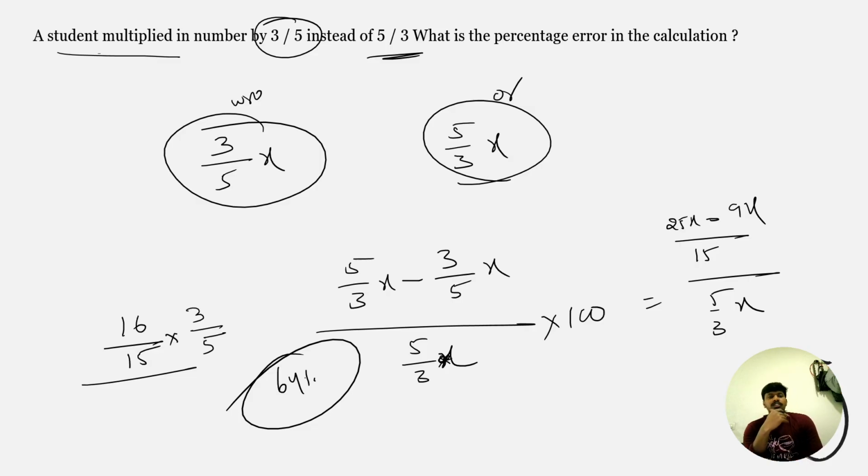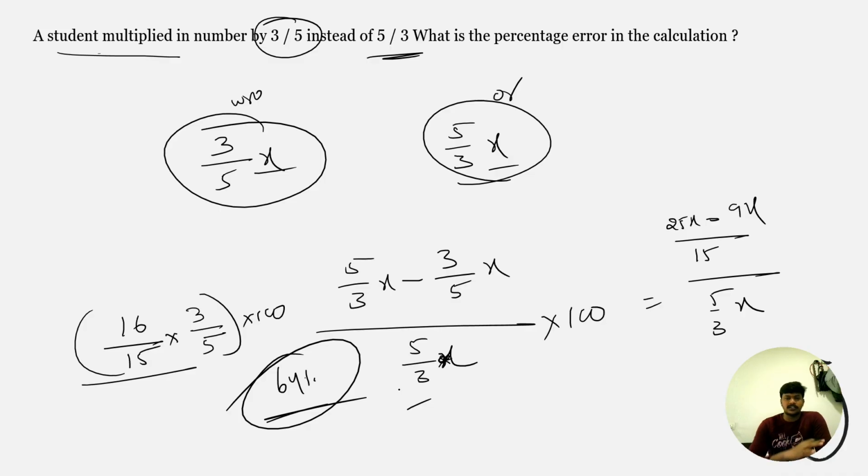So what I'm going to do is, instead of doing all this, I will assume a number which will make my problem somewhat easy. Why take x? You can take any number of your choice. If you simplify, you are going to get 64% here. That's another thing.